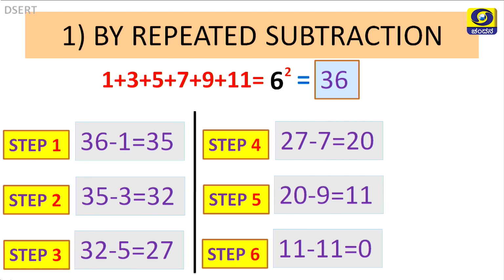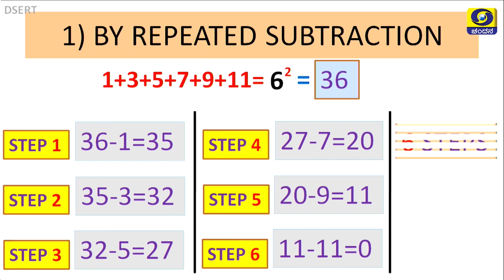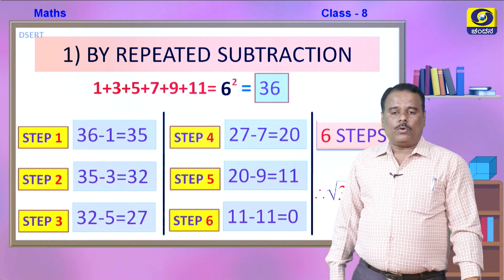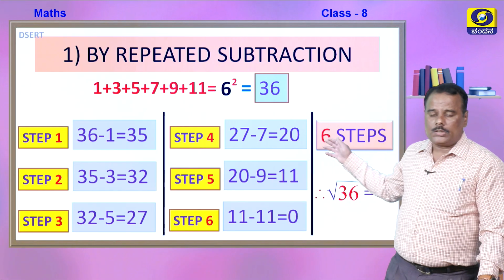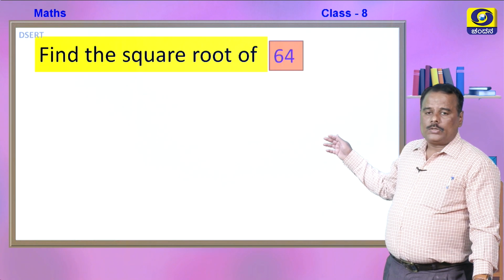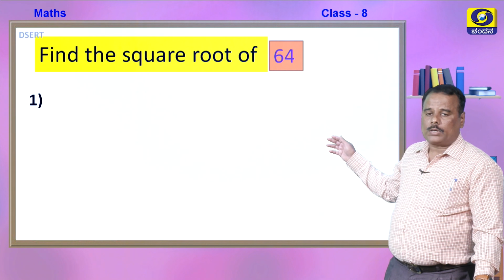This process is continued till we get 0. Here we got 0 in 6 steps, therefore, we can say that the square root of 36 is 6. To get a clearer idea of this process, let us have one more example. Find the square root of 64 by repeated subtraction.